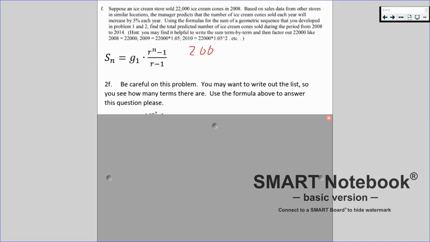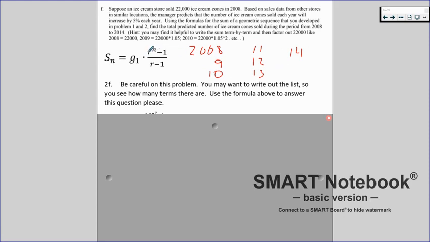So I would have 2008 and 2009 and 2010 and 2011 and 12 and 13 and 14. So some of you may have thought there's going to be 6 terms because if you do a little subtraction, but remember we're counting the first term and we're counting the last term as well. So if you notice, there are actually 7 terms. So in this case, n is going to be 7.